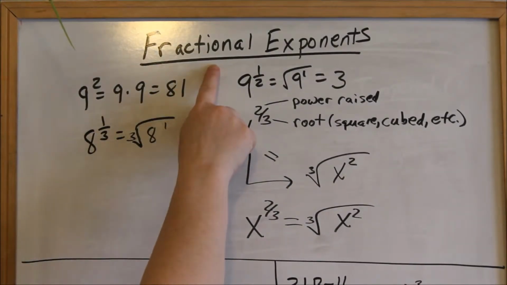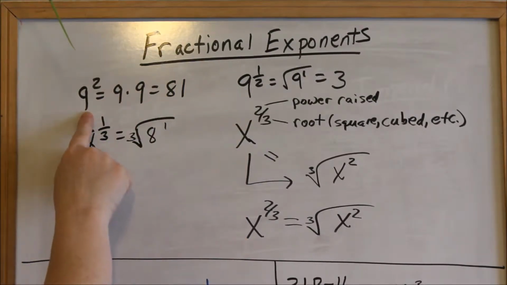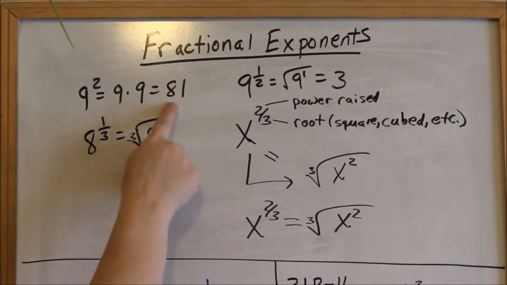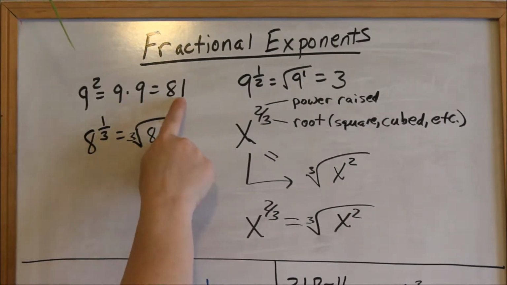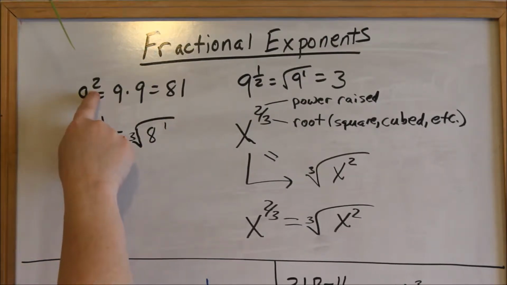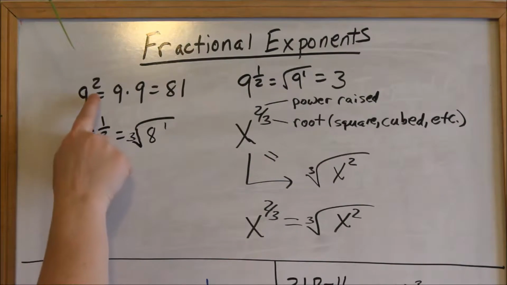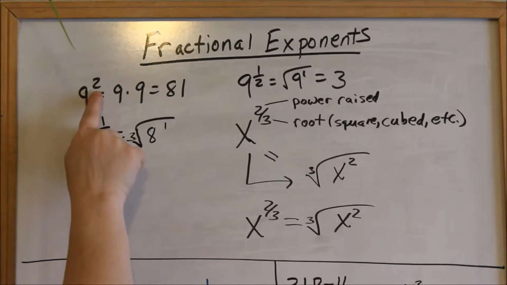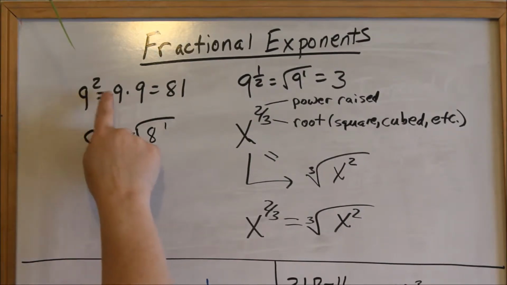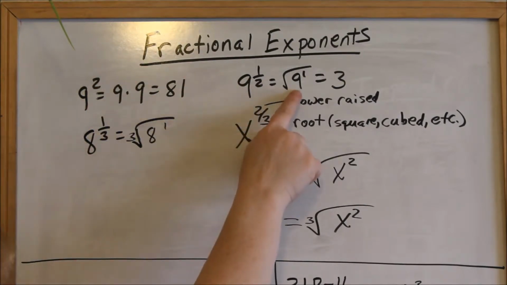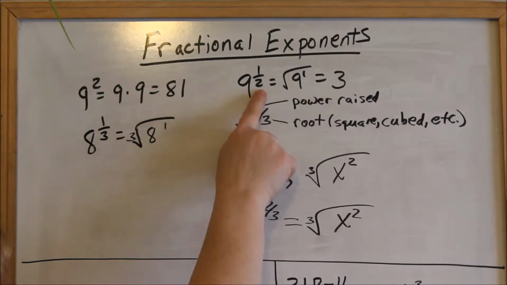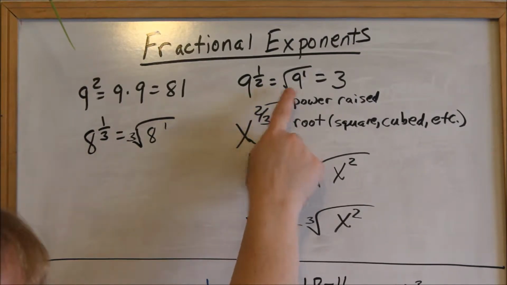Okay, we're going to be doing fractional exponents. As of now, you have seen this, 9 squared. You know that 9 squared equals 9 times 9, which is 81. The opposite of squaring something is square root. So since square is the opposite of square root, we can take the reciprocal of this exponent. The reciprocal of 2 is 1/2. So 9 to the 1/2 is the same thing as saying the square root of 9.